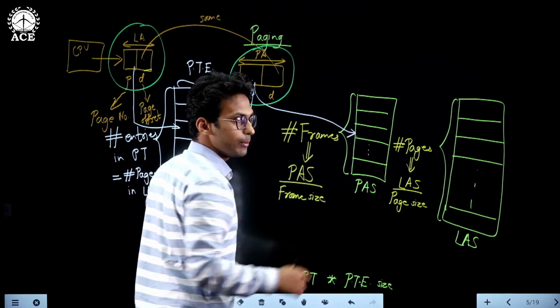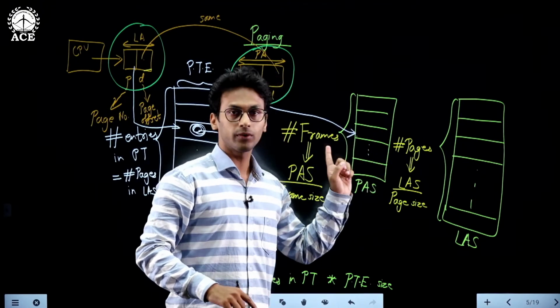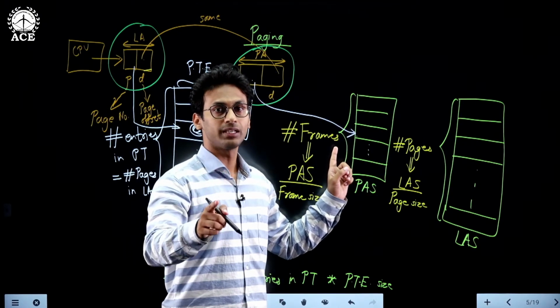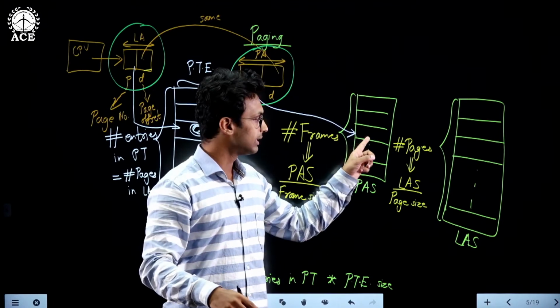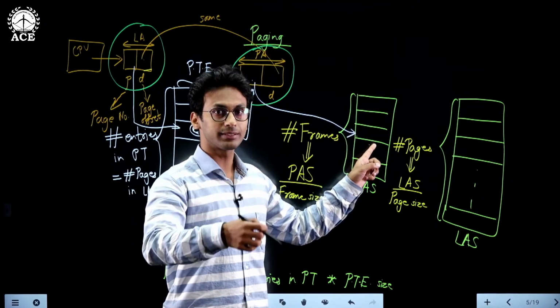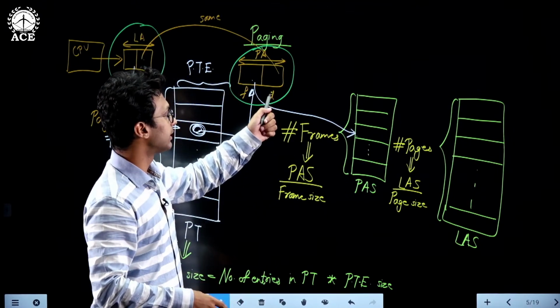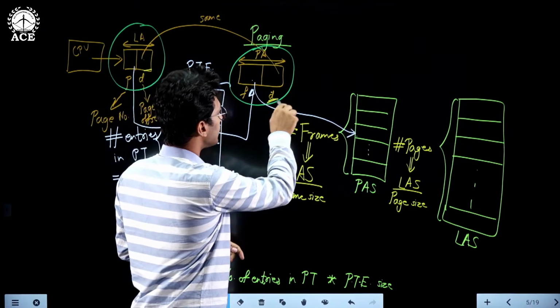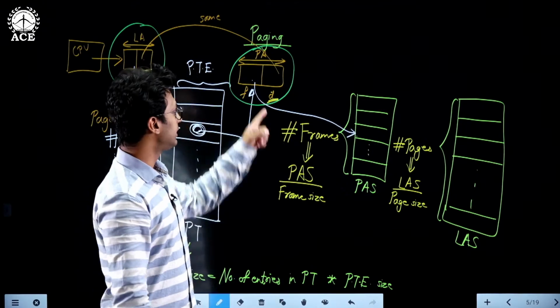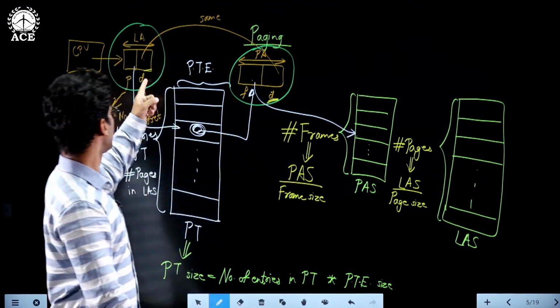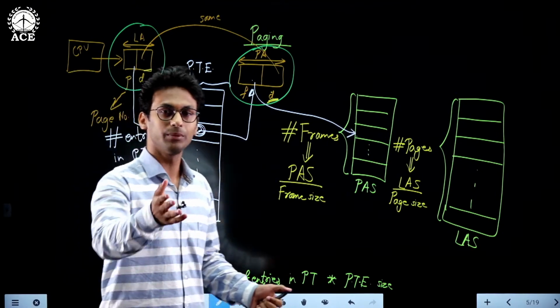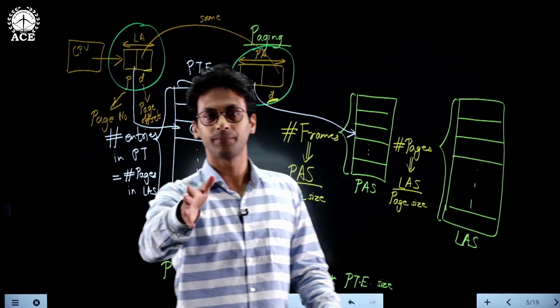Within that frame, what will be present? This slot, what will it contain? Page or, okay, frame. Within that frame, what do you want to access exactly? We want to access some word. Where will it be specified? It will be specified by this D. Are you getting it? This D indicates what? Frame offset. This D indicates what? Page offset. Both are the same only because page size and frame size are the same. Are you getting it?